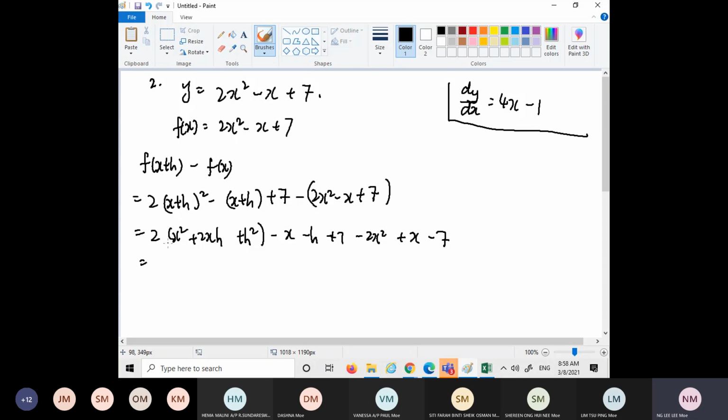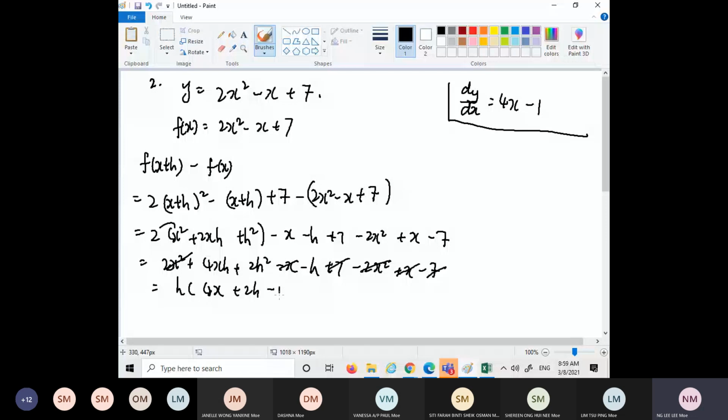So here bring in the 2. Panjangnya. I don't know whether it works or not. See this and this, 1 negative 1 positive. This also 1 negative 1 positive. Now I think it worked. Same thing, I can factor out h. So it's h times 4x plus 2h minus 1.